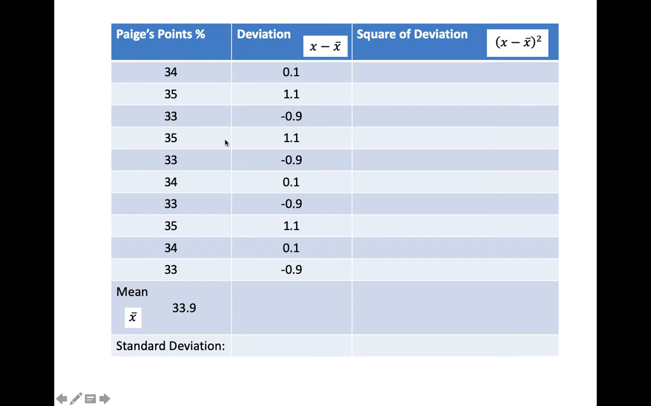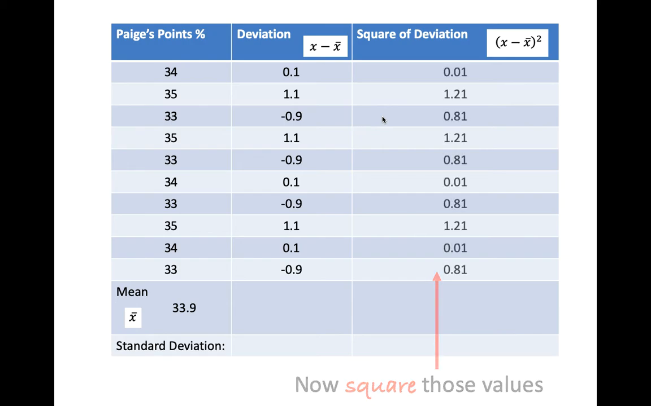Okay, and then we take those values and we square them. So this one, 0.1 squared, would be 0.01, and 1.1 squared is 1.21. And then negative 0.9 squared is 0.81. We did it for every single one of those values and found these numbers. Notice that all of them are positive, because even when you square a negative, it turns into a positive.